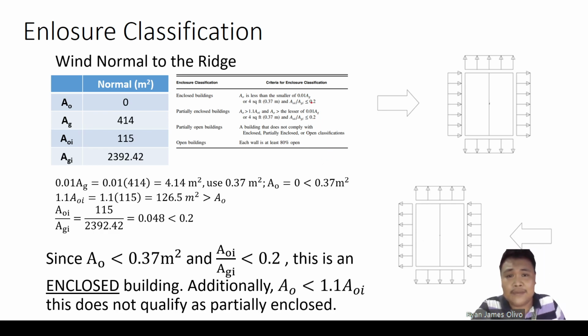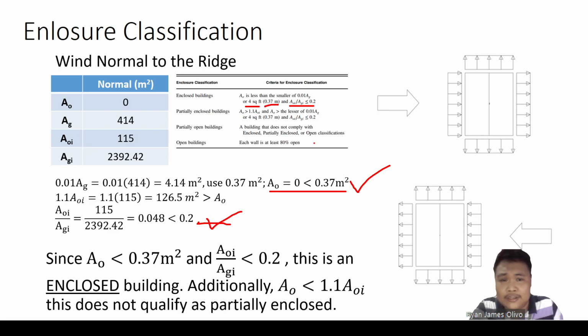So it satisfies enclosed buildings in the sense that AO is less than 0.37, or whichever is smaller. And it also satisfies because AOI over AGI is less than 0.2. So check, it satisfies both checks. Let's see if it satisfies partially enclosed. No, it does not satisfy partially enclosed because AO is less than 126.5 square meters. But if it did satisfy, and then did not satisfy here, then it can be a partially open building. But anyway, this is easy to understand.